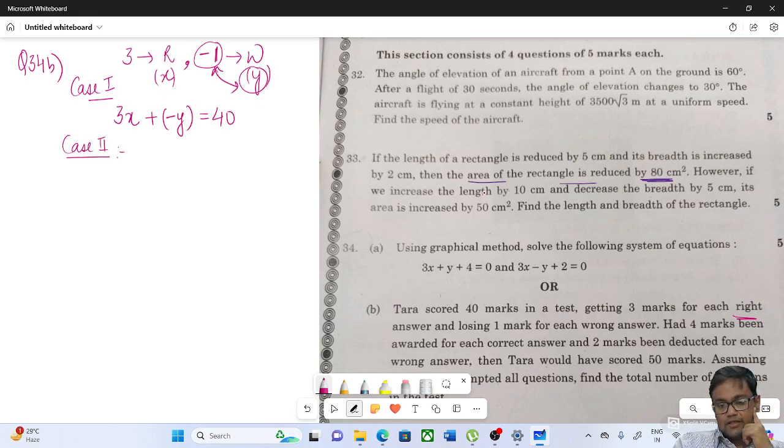Had 4 marks been awarded for each right answer, so 4x, added to 2 marks deducted for each wrong answer, she would have got 50 marks. उसे 50 नंबर मिल जाते हैं.